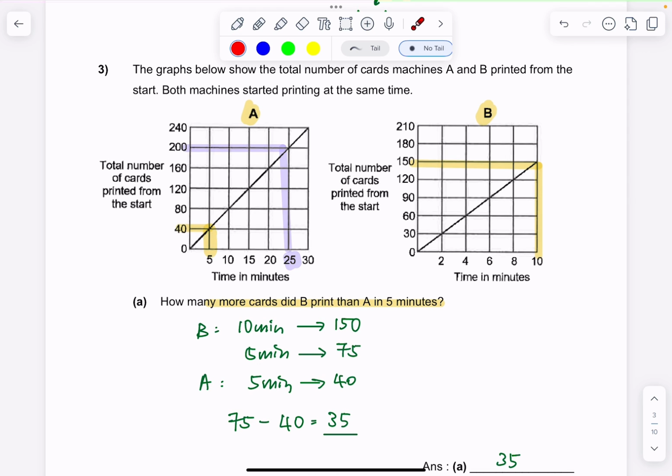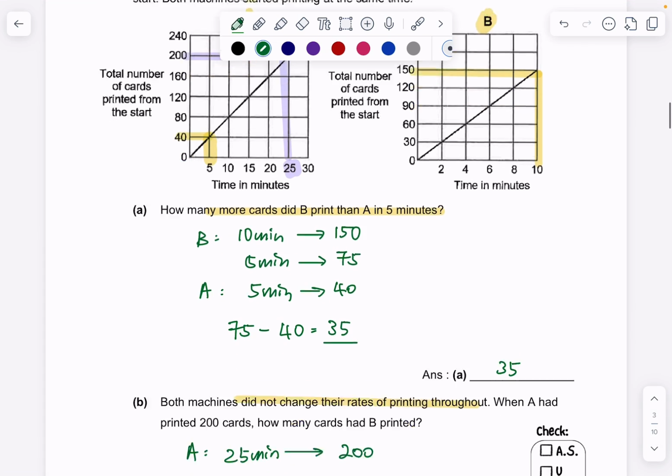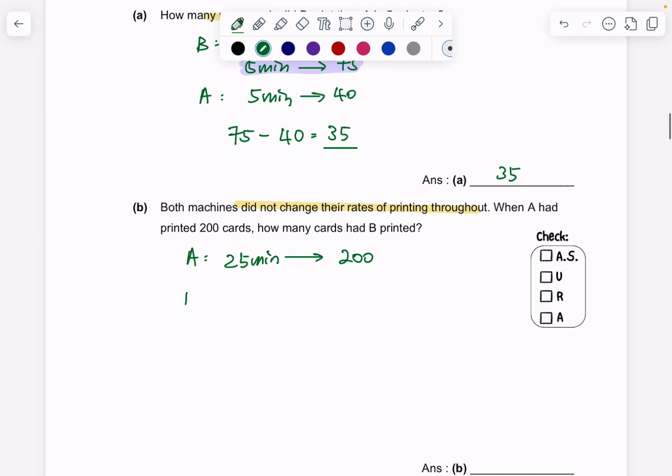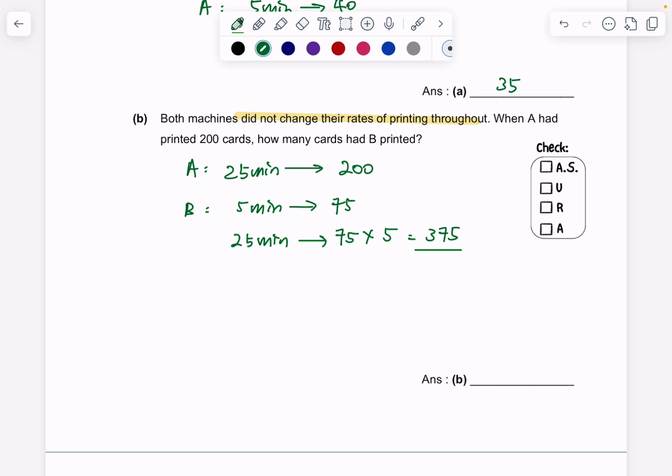Definitely we can't see 200 cards over here. The graph would have to extend beyond what is shown. So we will take this 5 minutes in part A to find the rate. For B, we noted that for 5 minutes, it would have printed 75 cards. So for 25 minutes, it would have printed 75 times 5, which is 375 cards. Therefore, B would have printed 375 cards. That's all.